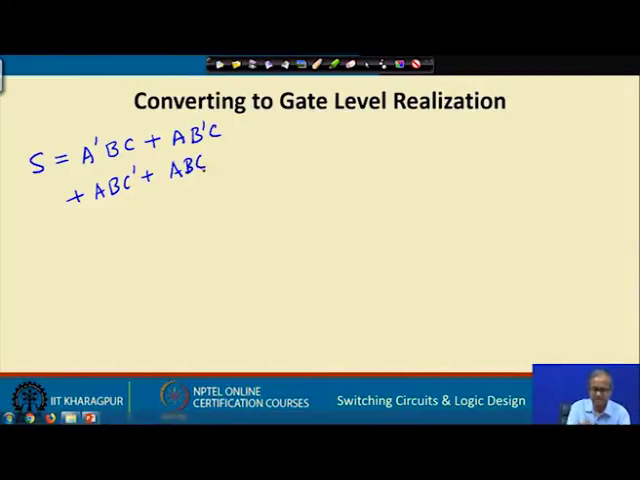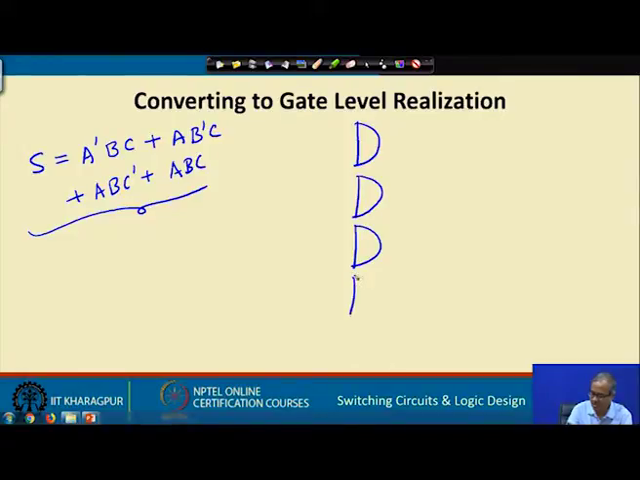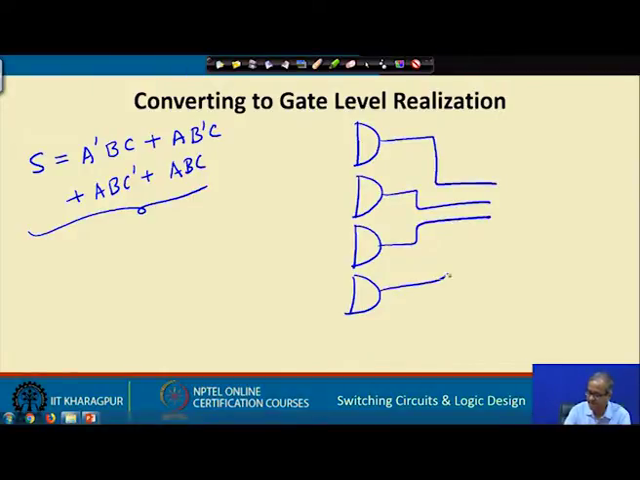You see, you have a function. I can straight away convert this function into a gate level circuit. How? I use 4 AND gates, one corresponding to every product term, and the output of all the AND gates I take together and I connect them in an OR gate. This will be my final output.